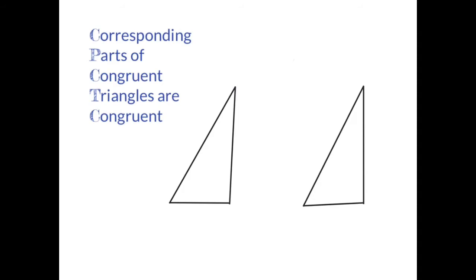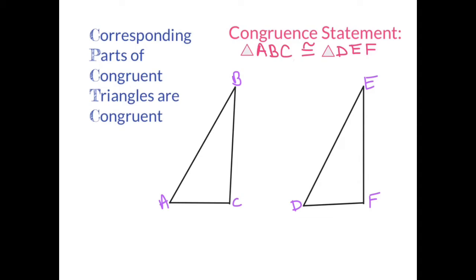We're going to take a closer look at this CPCTC, and we're going to start with what's called a congruence statement. So my congruence statement for this set of triangles is that triangle ABC is congruent to triangle DEF. This is the congruence statement. And you'll notice here that I went ahead and labeled my triangles with those vertices, A, B, C, D, E, and F. And the order in your congruence statement matters. So A, B, C, D, E, F. When we're talking about the corresponding parts, they also match up in your statement.